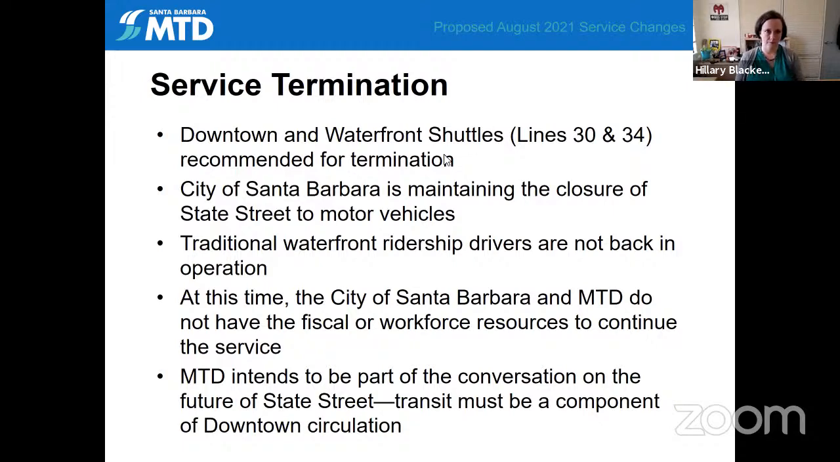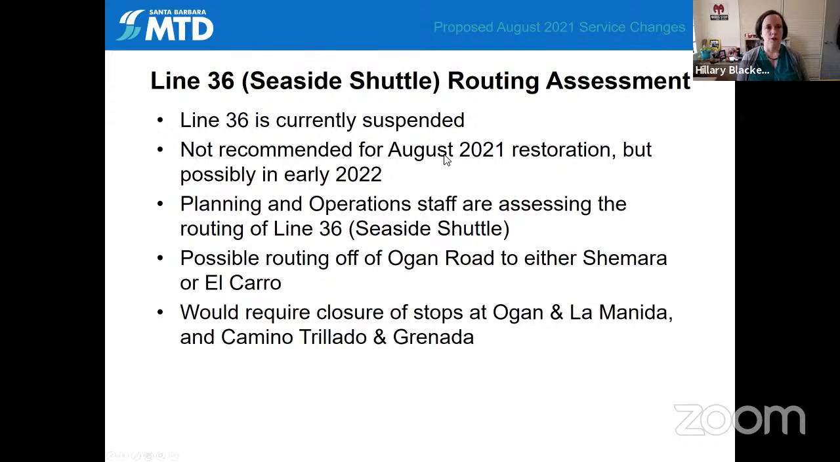So let's see. This is sort of strange because it's about the Seaside Shuttle, which is currently suspended. It's recommended to stay suspended for August, but could come back in 2022. Last year, we were looking at possibly changing the routing for the Line 36 and the Seaside Shuttle in Carpinteria. And then we suspended it, so we said we don't need to mess with routing. But since we may bring it back later, we want to run it by the public. So if you know the Seaside Shuttle, you care about it, and you live in Carpinteria, you can let us know what you think.